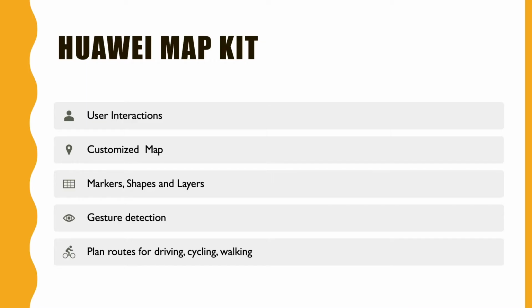Huawei Map Kit provides a standard map which can be customized for different scenarios using elements such as markers, shapes and layers. The users can interact with a map in your app using gestures and buttons. It also allows users to plan routes for driving, cycling, walking, and is available in many regions and countries of the world.